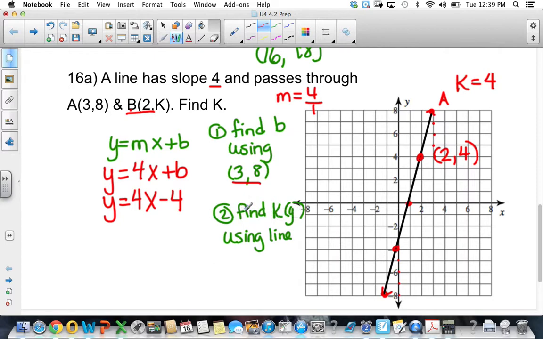Now, I can find K, which is basically the y coordinate of that point when x is 2. So I know x is 2. So I can find what y is algebraically, and this is just going to give you 8 minus 4, which is 4. So y, which is the same thing as k because it's the y coordinate of this point, is 4. So y is 4. That's exactly what we got up here. Another way to find it. Hopefully that helps.